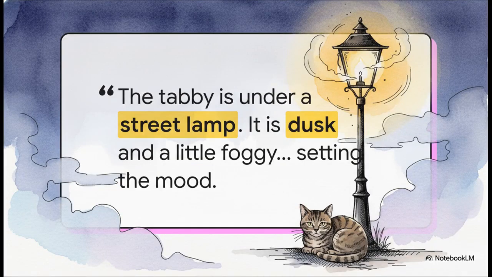And here we're adding atmosphere. Words like dusk, foggy, unexpected. These are powerful instructions for an AI. You're not just describing what's in the picture, you're describing the feel of the scene. You're literally setting the mood.